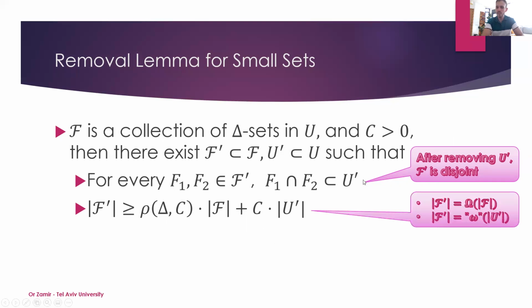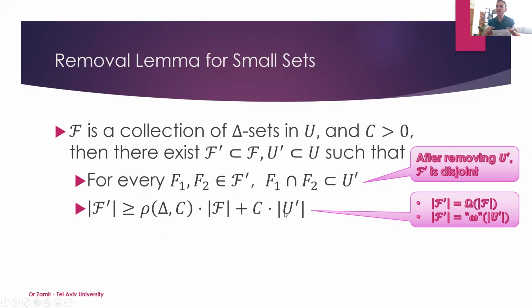So basically this means that the subcollection F prime is at least a constant fraction of the size of the original collection F, but furthermore, the size of F prime is arbitrarily larger than the size of the subset of the universe I need to ignore. So this means that I can pick C as large as I want and have this collection be so much larger than what I am deleting.